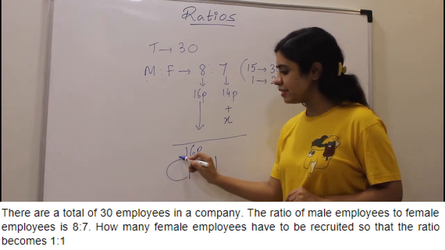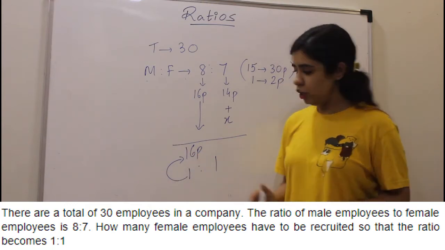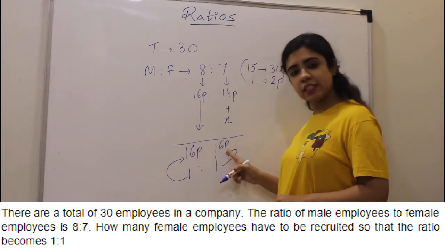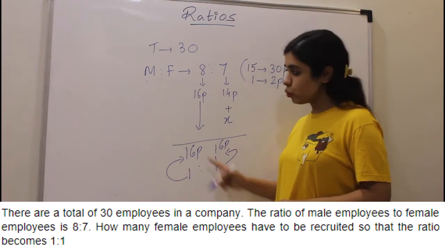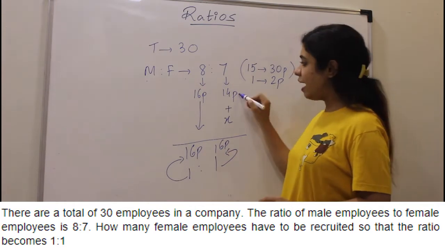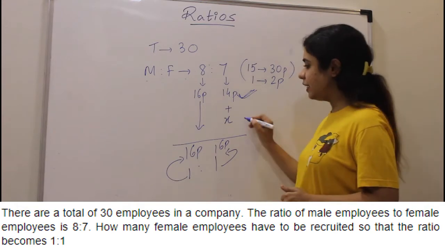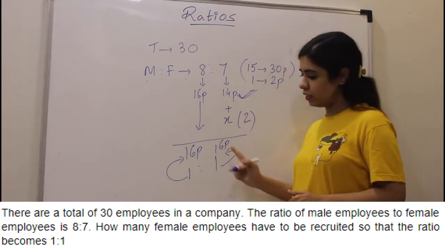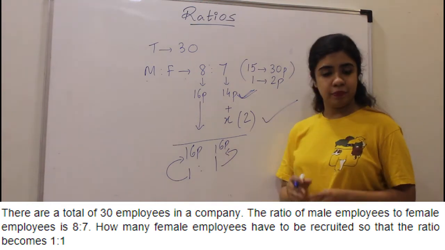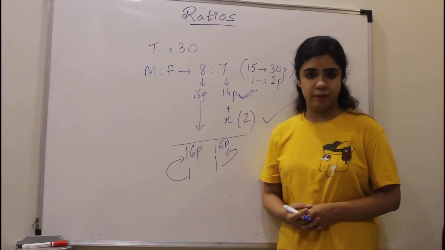If 1 means 16 people, because I did not add any males, can I say this one should also mean 16 people? Because 16 is to 16 will give you 1 is to 1. So if I have 16 men, I need 16 females also. I have 14 females already. How many extra females should I add? I need to add 2 extra females to get a ratio of 1 is to 1. So your answer is 2 females. So without using any variable, we've solved the question in a very simple manner.